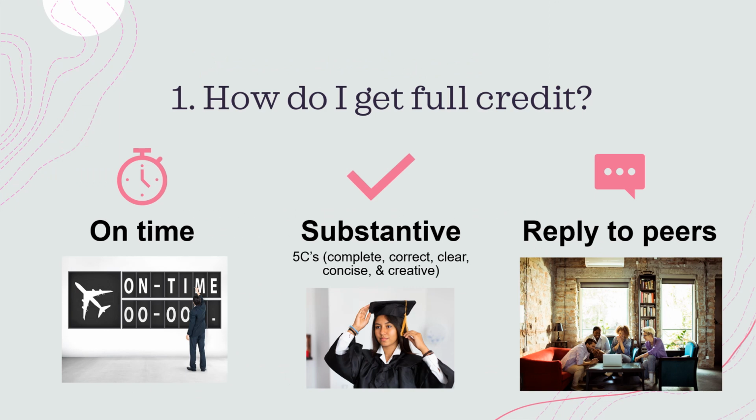Okay, so if you're trying to get full credit, 3 things you need to keep in mind. First, you need to post on time. Second, your posts need to be substantive. And finally, you need to make sure you reply to your class members. So what is on time?